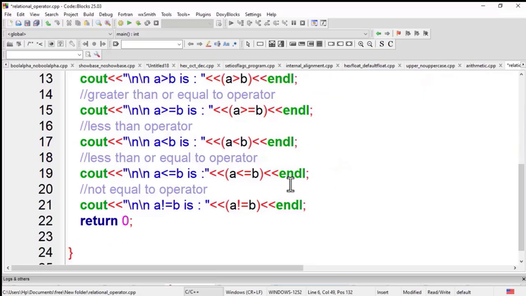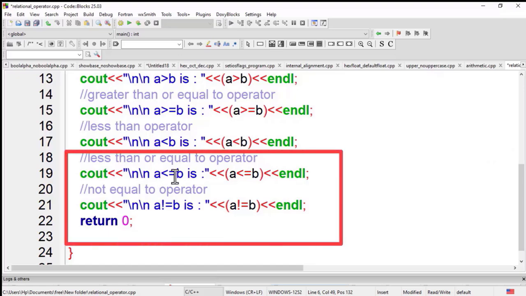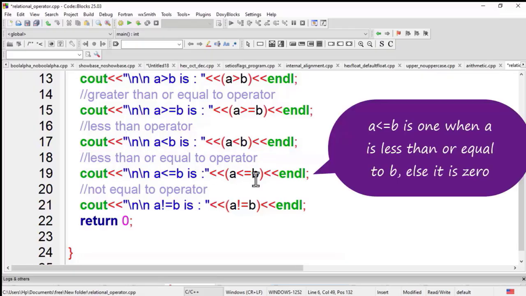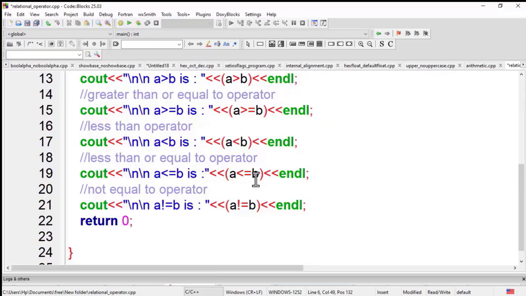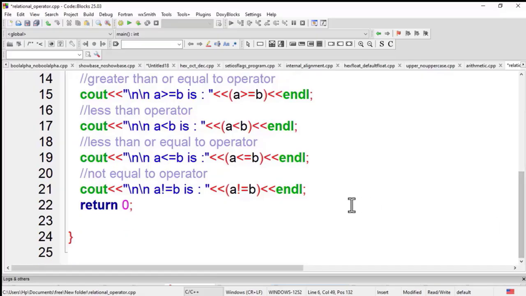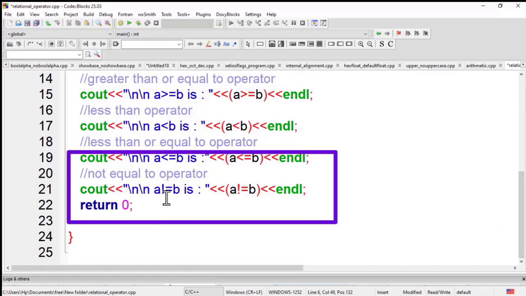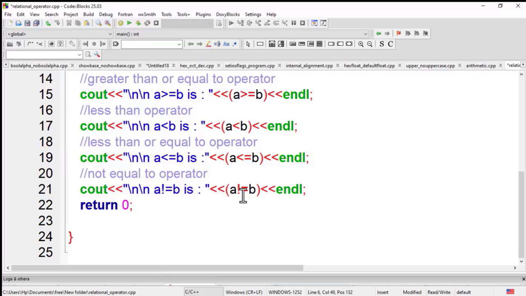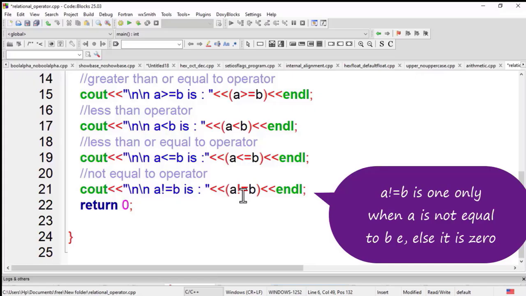Next, the less than or equal to operator. a less than or equal to b will be printed as it is, a less than or equal to b. If the value of a is less than or equal to b, it returns 1, else it returns 0. And the last relational operator is the not equal to operator. a not equal to b will be printed as it is. And if the value of a is not equal to b, then it returns 1, else it returns 0.